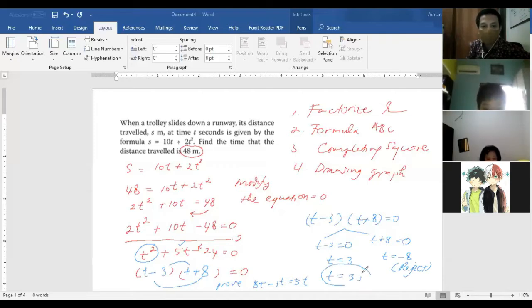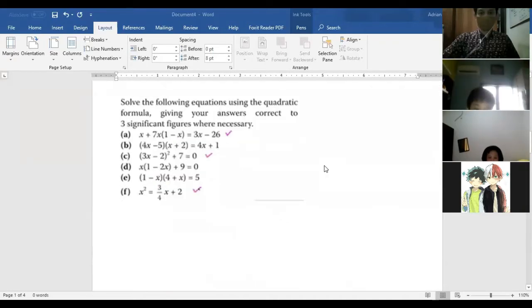The question is to find the time that the distance traveled is 48 meters, so the answer is 3 seconds. Clear, everyone?